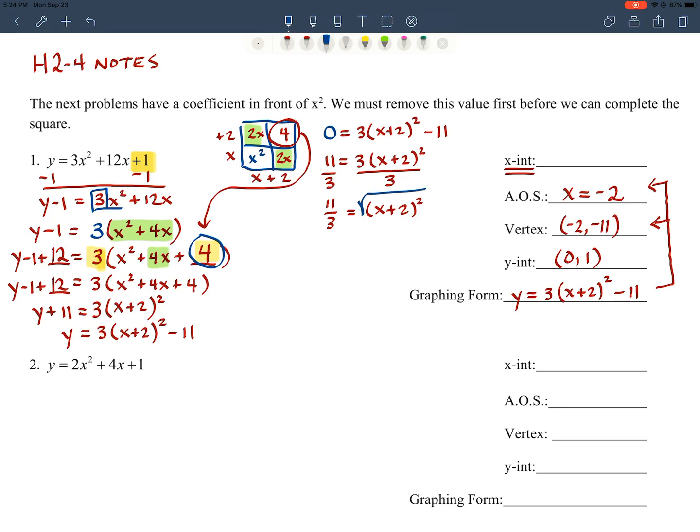We take the square root of each side. And it's okay right now that we're leaving a fraction in the square root. We talked about earlier in the year that we didn't want to do that, but it's totally fine in this case.